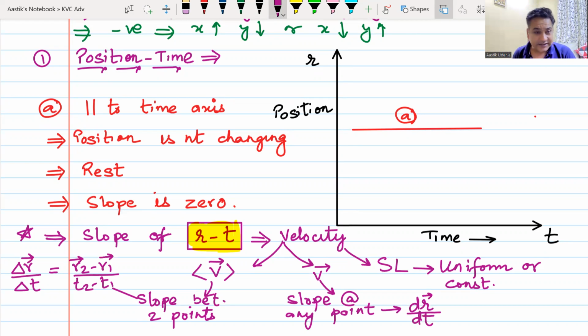To find the instantaneous velocity, you have to find the slope at a given point. To find average velocity, you have to find the slope between 2 points. If the velocity is uniform, average velocity and instantaneous velocity will be the same. If the velocity is uniform, then your average velocity between 2 points will be equal to instantaneous velocity. Do we understand this? Raise hands will give me more confidence.